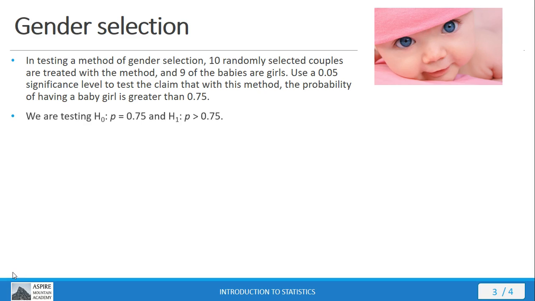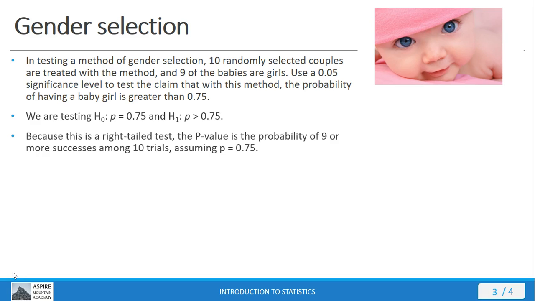First we identify our null and alternative hypotheses. The null hypothesis is always a statement of equality, so the proportion is going to be equal to 75%. And then the claim itself is that it's greater than 75%. That has no semblance of equality to it, so we can just adopt that claim as our alternative hypothesis.